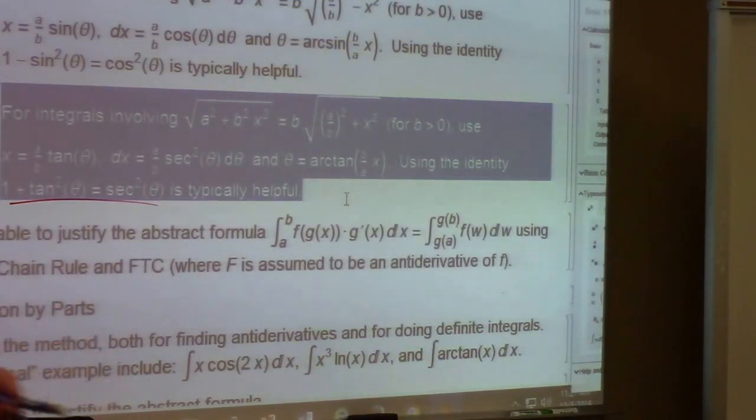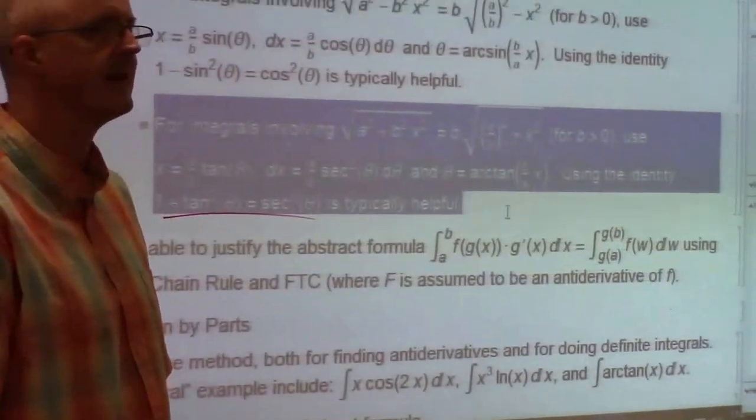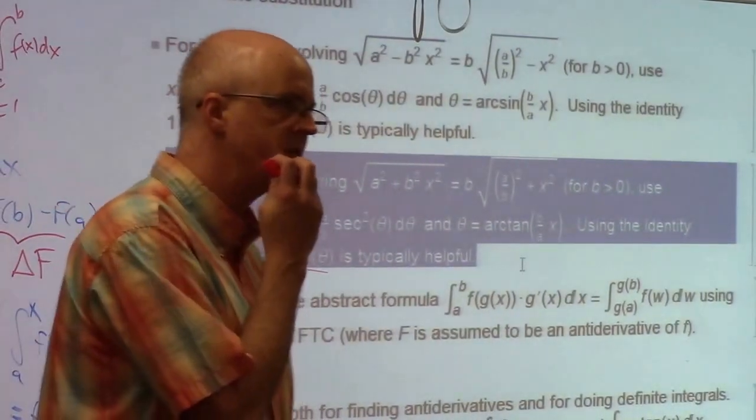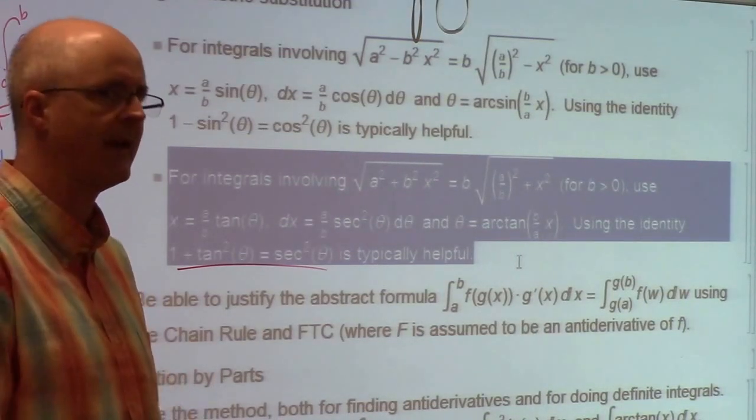And again, you'll end up getting the square root of secant squared theta, which is technically the absolute value of secant theta. But you assume you're in a range where that's positive for the sake of getting an answer, so you don't worry about the absolute value signs.